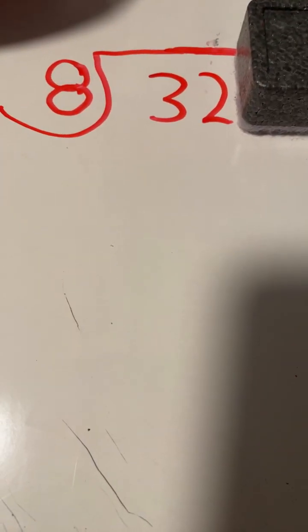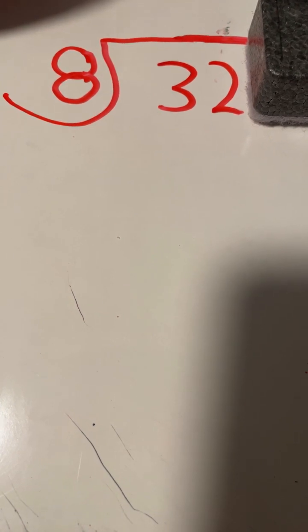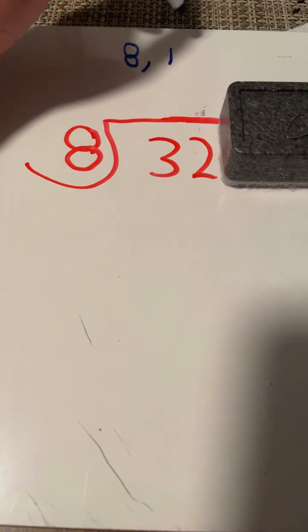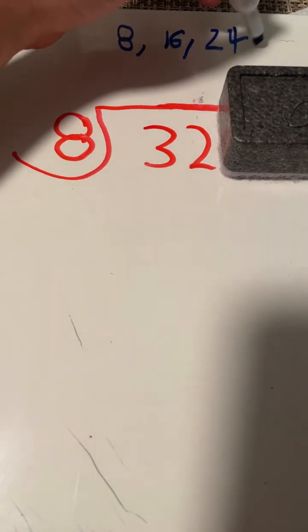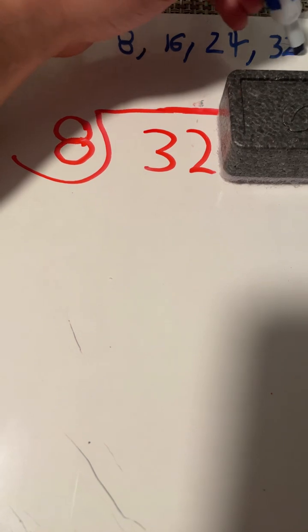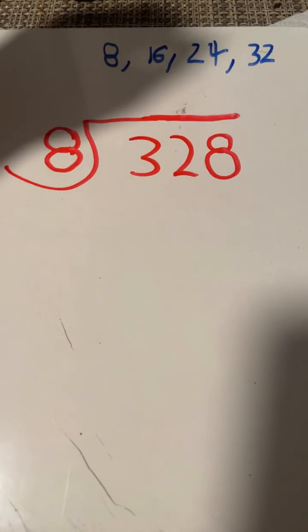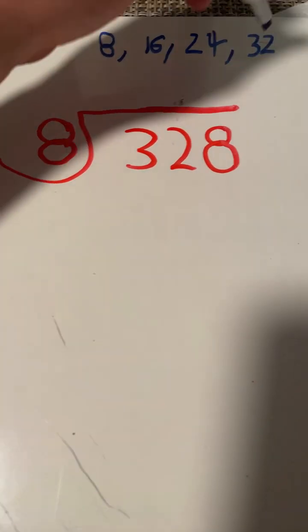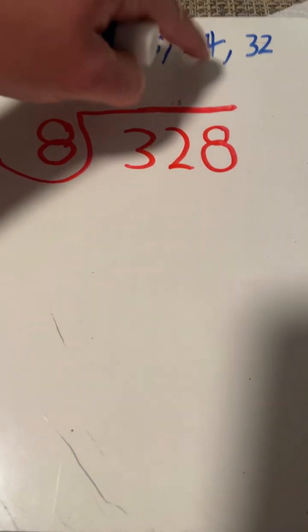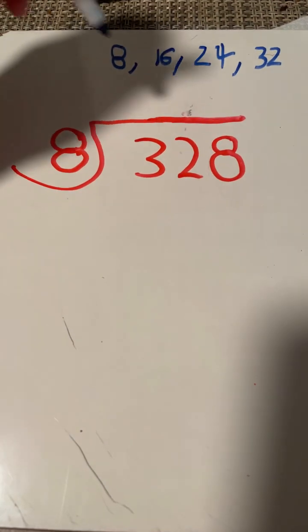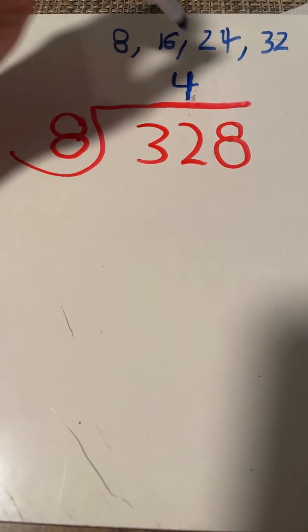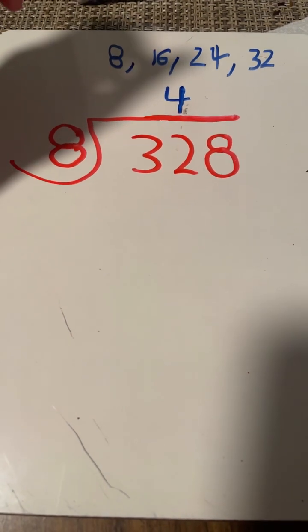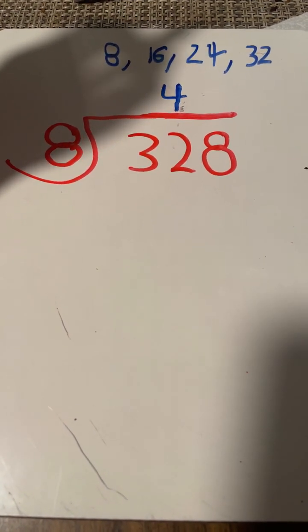So 32 divided by 8, so I'm going to skip count by 8. I'm going to see how many groups of 8 can I get in 32. So 8, 16, 24, 32. All right, so now I'm going to count my groups of 8. 8, 16, 24, 32. 1, 2, 3, 4. So I was able to get 4 groups of 8 within the number 32. 8 goes into 32 4 times.